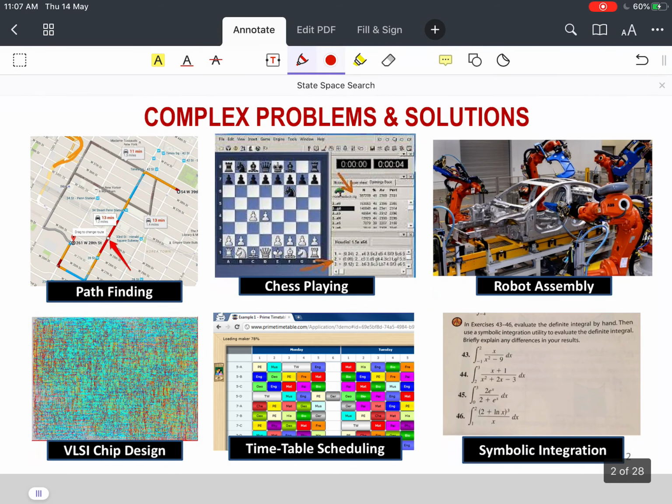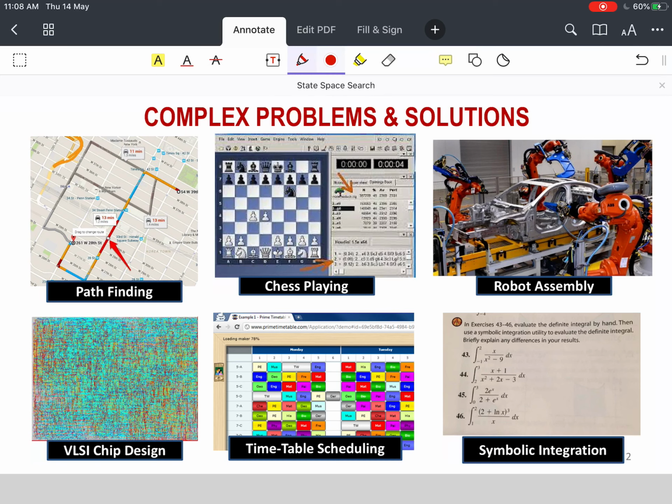In the first lecture we discussed that there are several complex problems like pathfinding, chess playing, robo assembly, chip design, timetable scheduling, symbolic integration. And all of these require individual algorithms to solve these problems. However, the goal of automated problem solving in artificial intelligence is to enable non-experts to specify the problem so that there is a common methodology to automatically create solutions for these problems.